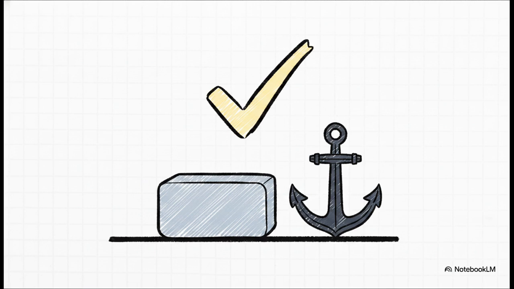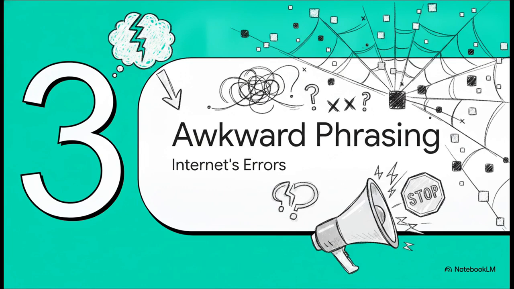So instead of "she didn't came," it's "she didn't come." Instead of "they didn't finished," it's "they didn't finish." Didn't plus the base verb. Always, no exceptions. Let's tackle our third category, awkward phrasing habits, focusing on the internet's favorite errors.